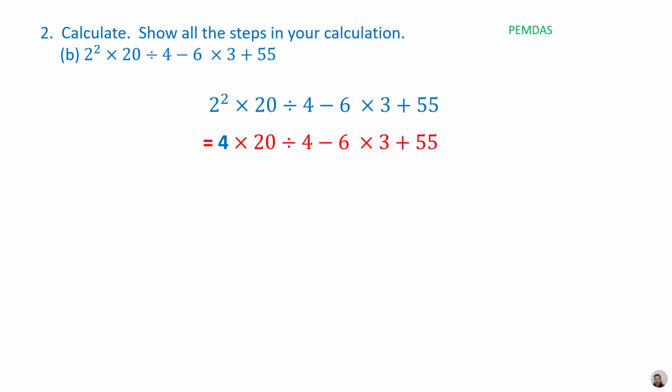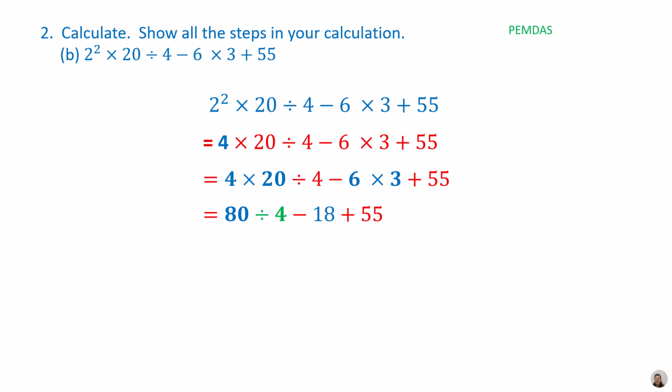So next, can you guess what we're going to do? Are we going to do multiplication or division? We're going to do multiplication first. So we're going to multiply 4 times 20 and then 6 times 3, and those answers are going to be 80 and 18, just multiplying those. Then we look at the whole equation again, and we're going to do division. We're going to say 80 divided by 4. We're going to get that answer as 20, and we're going to follow our left to right rule. So we say 20 subtract 18 is 2 plus 55.